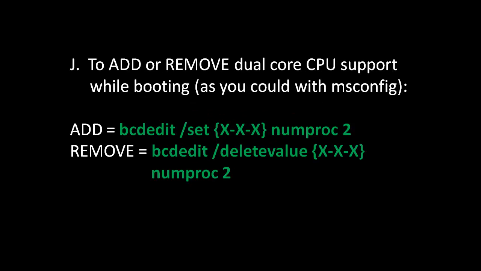You can do really interesting things with BCDEDIT. For example, to add or remove dual-core CPU support while booting, as you could with msconfig, you could use the following commands. To add dual-core support, you would use the command BCDEDIT /set {XXX} numproc 2 for the number of processors. To remove this support, you would use the command BCDEDIT /deletevalue {XXX}, the UUID in curly braces, numproc.